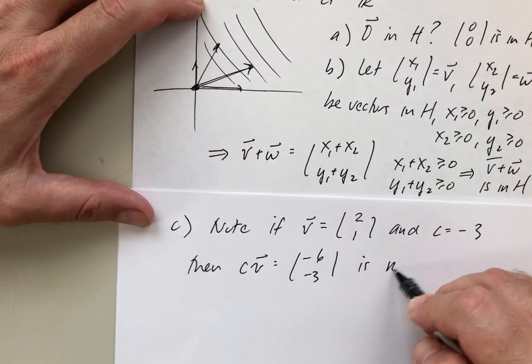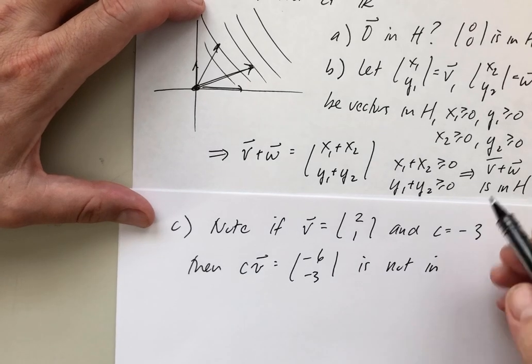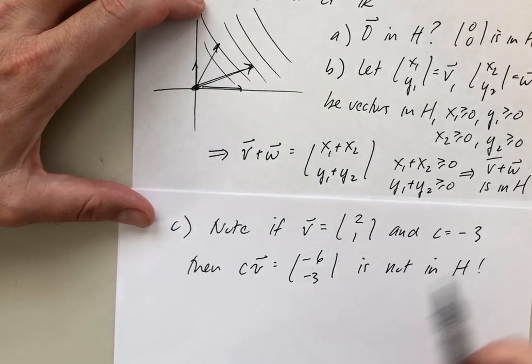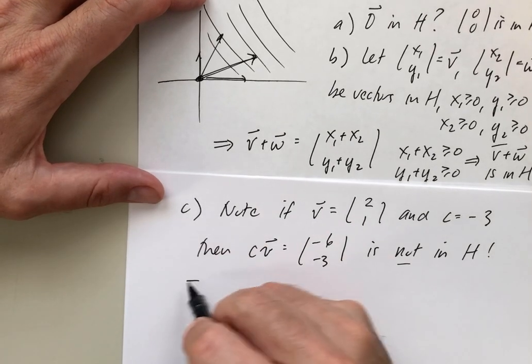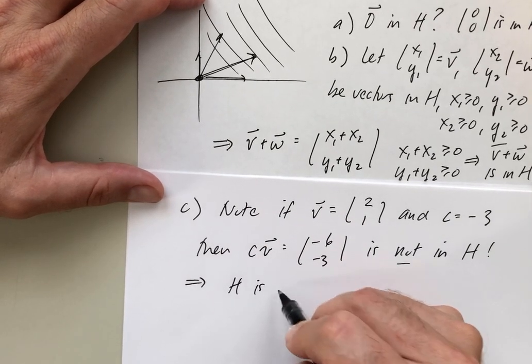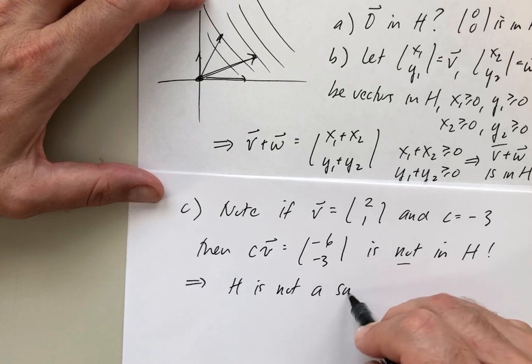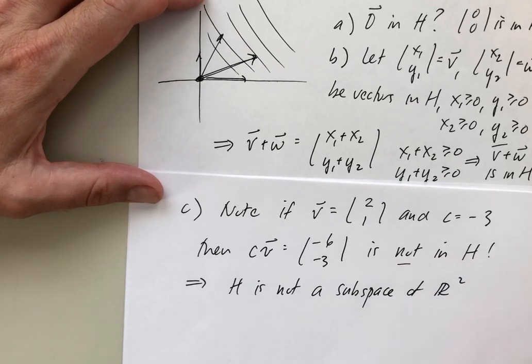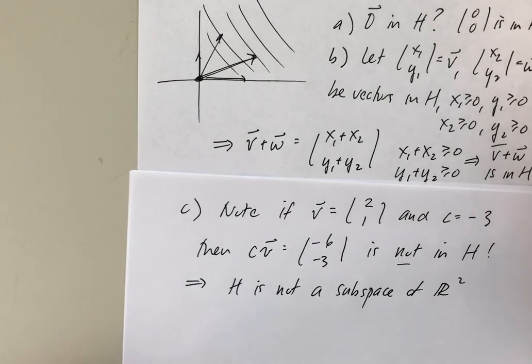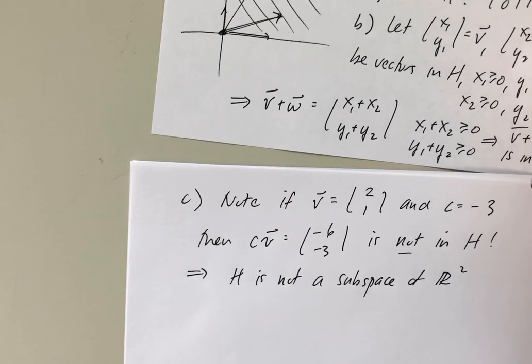This is not in H. Okay, so that's bad news. It violates that third condition, so this implies that H is not a subspace of R2. Okay, so I think in discussion we'll talk about some more positive examples. This is a non-example of a subspace. But yeah, I think we'll talk about some other examples or check your book for some.